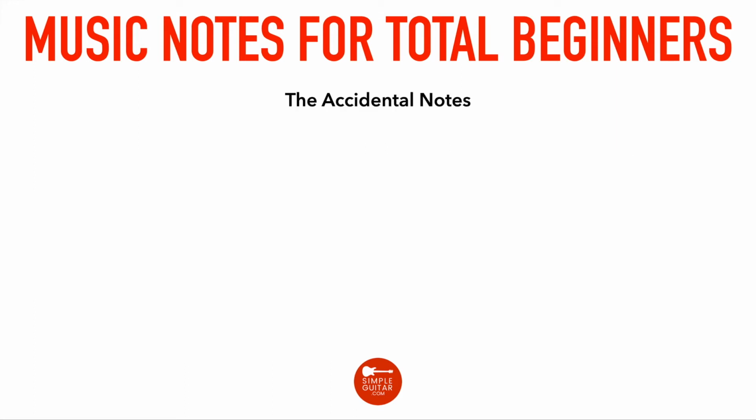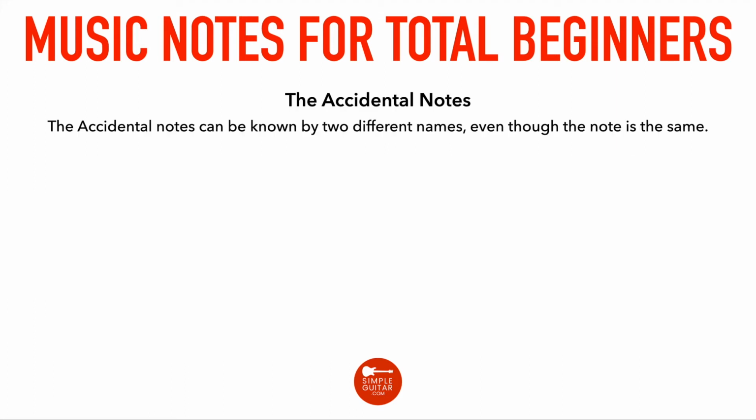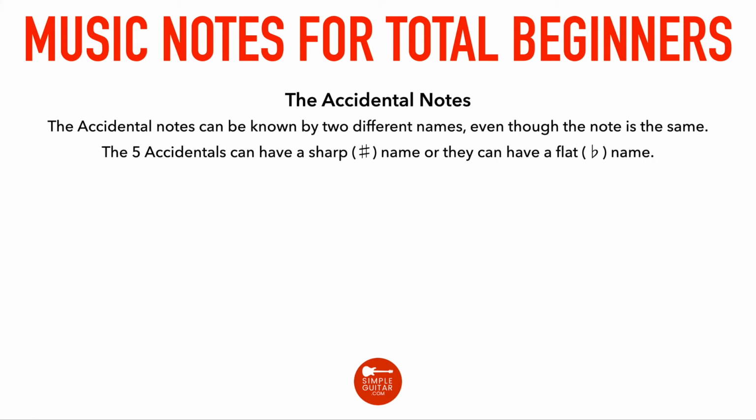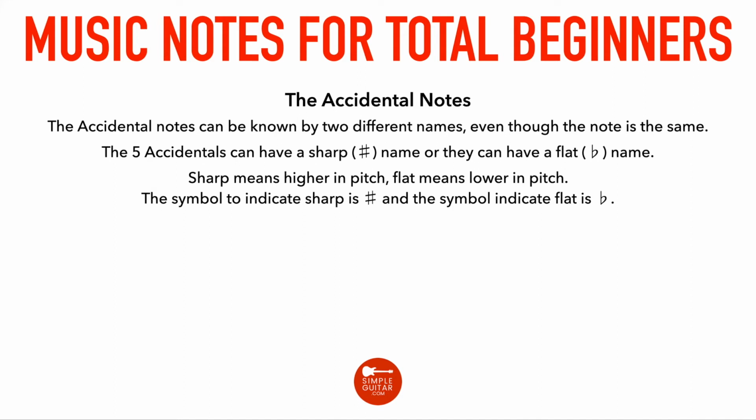So now let's go over the accidental notes and name those, okay? So the accidental notes can be known by 2 different names, even though the note is the same. So the 5 accidentals can have a sharp name, or they can have a flat name. Sharp means higher in pitch. Flat means lower in pitch, and the symbol to indicate sharp looks like a hashtag or a pound sign, and the symbol to indicate flat is kind of like an italicized B, okay? But when you see those symbols, we think sharp and we think flat, which means higher or lower, okay?